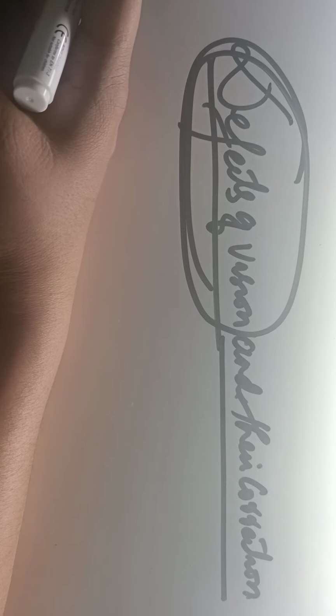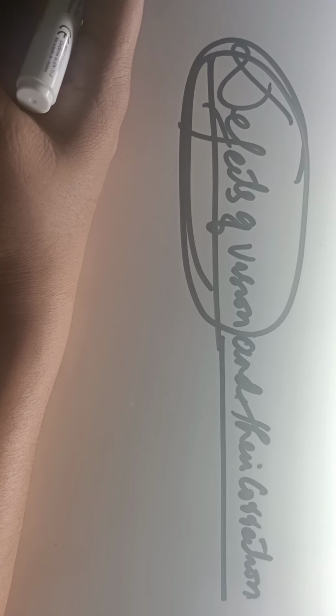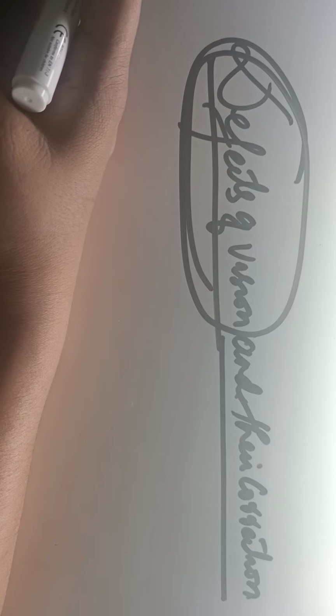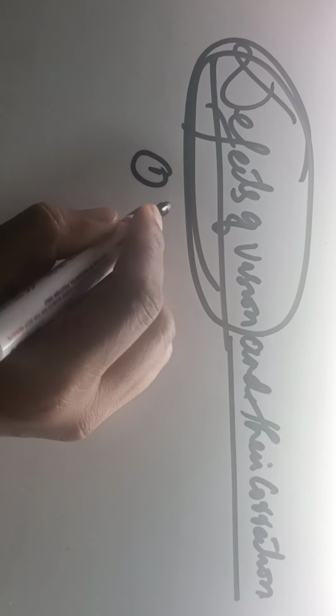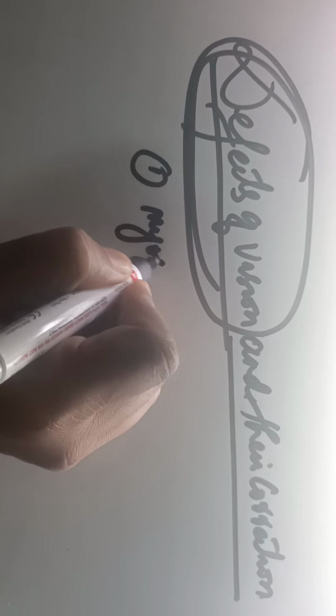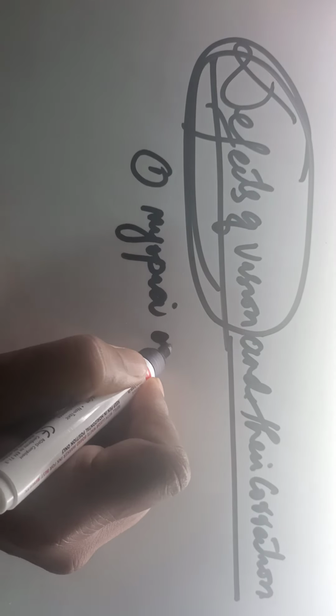Normally, there are three common defects of vision. These are myopia or nearsightedness, which we also call short-sightedness. The second one is hypermetropia or farsightedness. So what are the defects of vision that we will be discussing? One is myopia, also called nearsightedness, and this is also called short-sightedness.